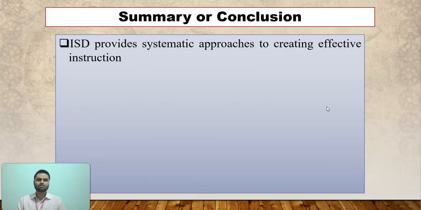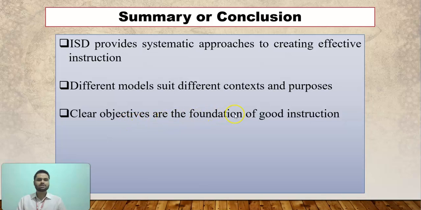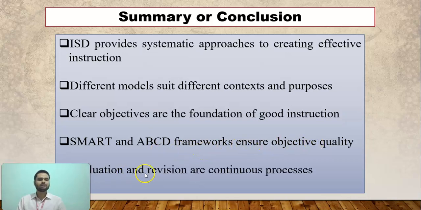And the last, summary or conclusion, what we learned in this class. ISD provides systematic approaches to creating effective instruction. Different models suit different contexts and purposes. Clear objectives are the foundation of good instruction, as we all know. SMART and ABCD frameworks ensure objective quality, and evaluation and revision are a continuous process. So, these are both the models for objective quality.